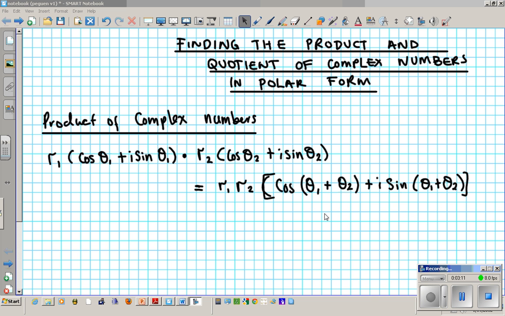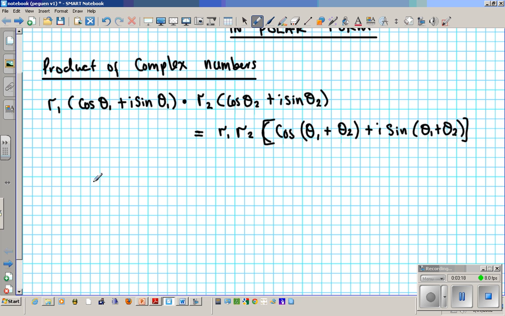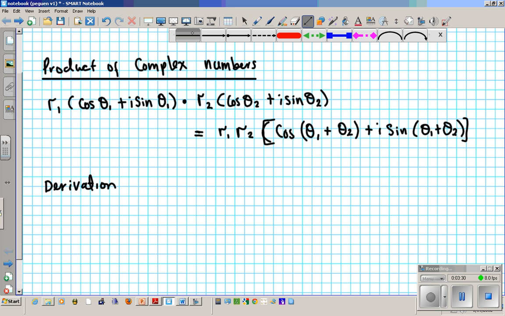All right. Now we're going to derive this formula. How did this formula come about? So let's write a proof or a derivation. Let's call this derivation. All right, we're going to derive this formula, the product of complex numbers. Alright, so let's do the derivation.